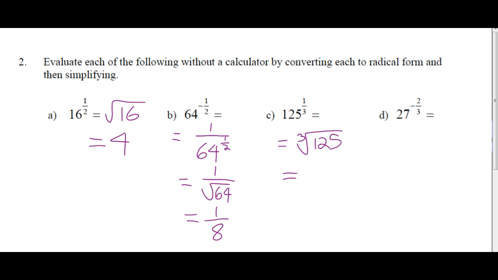What's the cube root of 125? 5. Good. Didn't even have to clue you on that. You knew that. Good. 27 to the negative 2/3. What's the first step?